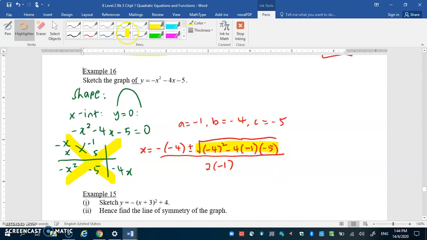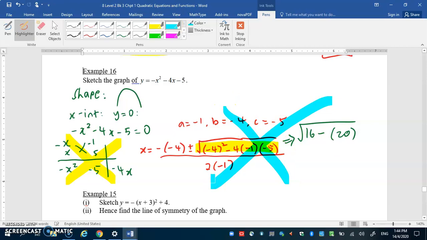Okay, this would give me 16 minus, this would be 5 times 4, right? So 16 minus 20, this would already give me a negative 4. How to square root negative 4? So it cannot be done. Basically from this I realized that there will be no x-intercepts at all. That means the graph will not cut the x-axis at all.